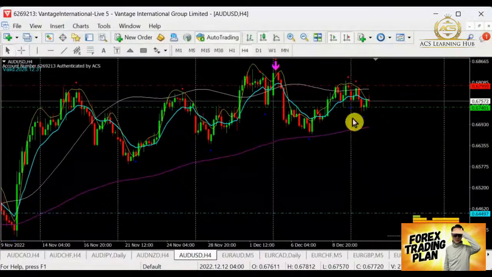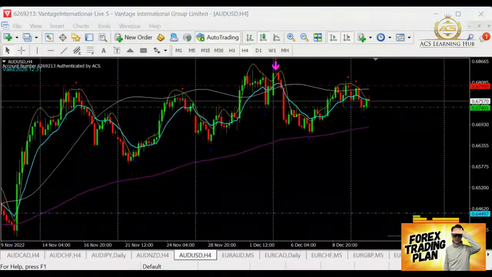So in this case, at this point here, it must break the support before we can go for a selling. But this is also a trend, so I will indicate it with a symbol so that we know it is trading at this trend. But today we do have a chance there.